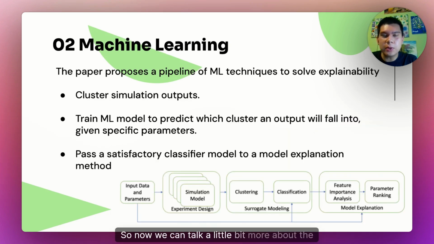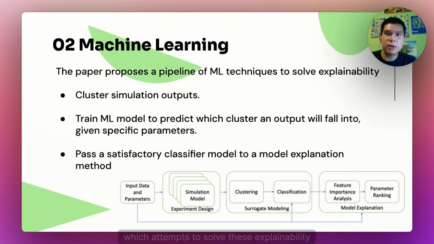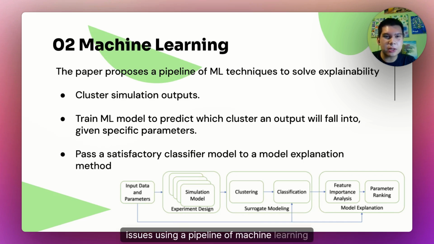So now we can talk a little bit more about the paper from before, which attempts to solve these explainability issues using a pipeline of machine learning techniques. In this pipeline, they take the inputs and outputs from Vic-Crop-Cyst and use clustering and classification to create a surrogate model. We don't need to go into detail too much about clustering and classification, but the important thing about this surrogate model is that it has more explainability.